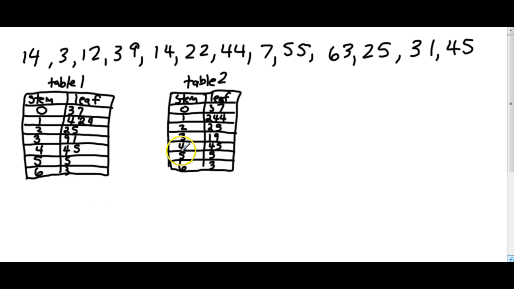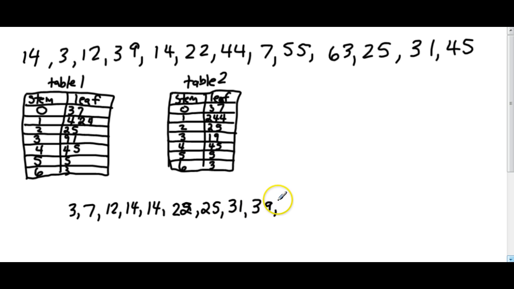So what we're going to do here is we're going to use table 2 right here to rewrite this line of numbers, and now it will just be in ascending order. So it'll go 3, 7, and then 12, and then 14, and then 14. And then 22, then 25, then 31, going to the 3 column here, 31, then 39, and then 44, then 45, and then 55, and lastly, 63.